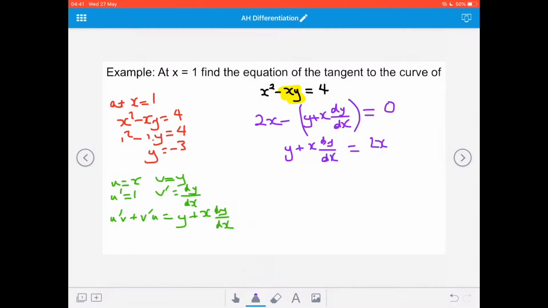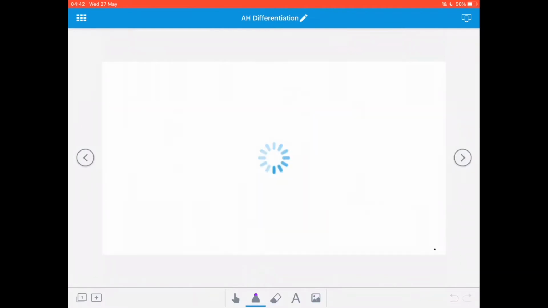Now we want to take away y from both sides. So we get x times dy by dx equals 2x take away y. And then we're going to divide both sides by x to get dy by dx equals 2x minus y all over x. Now we need to substitute in our x equals 1 and our y equals negative 3 into our new derivative function to get the gradient.